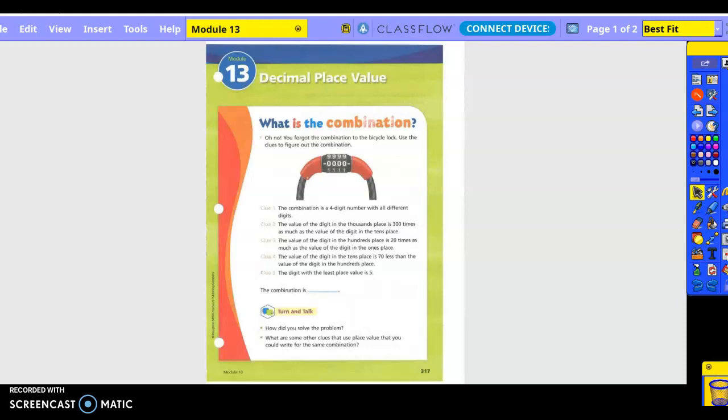Grade into Math Module 13, decimal place value. What is the combination? Oh no, you forgot the combination to the bicycle lock. Use the clues to figure out the combination. The combination is a 4-digit number with all different digits. Okay, so you can't have anything the same.